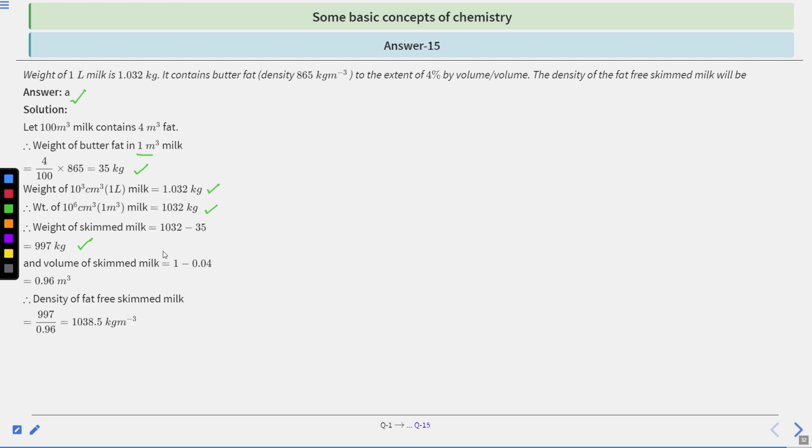And the volume of skimmed milk will be 1 meter cubed minus 0.04, that is the butter fat volume, right? It comes out as 0.96 meter cubed. Therefore, the density of fat-free skimmed milk will be mass upon volume, that is 997 divided by 0.96, and it comes out as 1038.5 kilogram per cubic meter. So option A is the correct answer for this question.